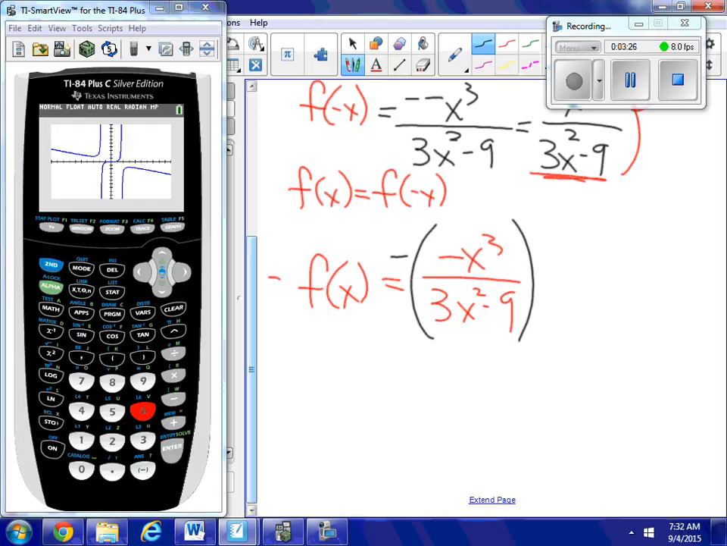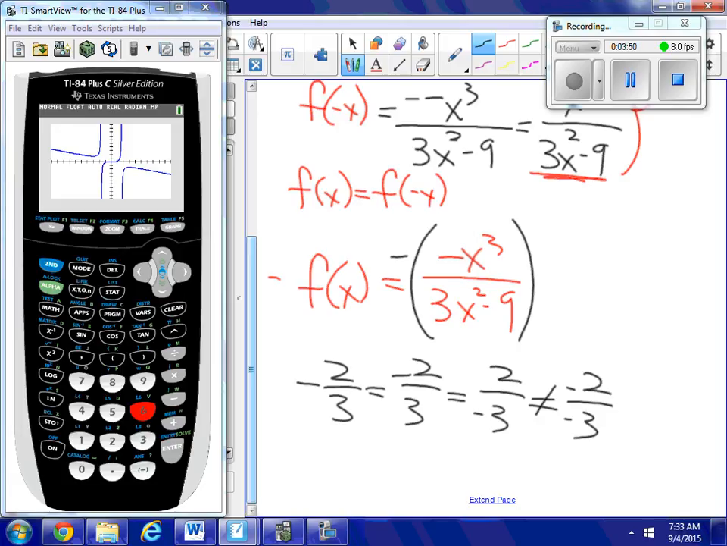Now, it gets a little bit confusing with functions, but I'm going to take a little detour here and remind you. Negative 2 over 3 is equal to either negative 2 over 3 or it's equal to 2 over negative 3, but it is not equal to negative 2 over negative 3. So when we're dealing with this right here, we have to make sure we either put the negative sign towards the top or the negative sign towards the bottom, but not both. Okay?